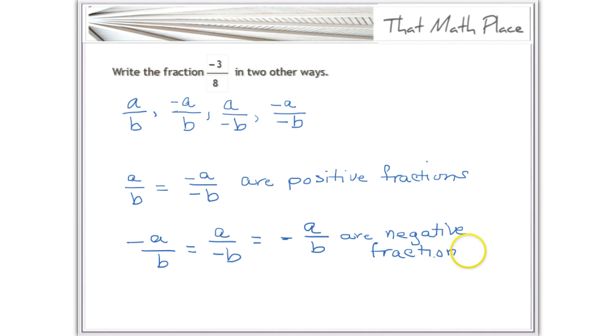So another way that we can write -3 over 8, or -3/8, is by pulling the negative sign out in front and rewriting the fraction as -3/8, or another way we can rewrite it is by taking the negative sign from the numerator and placing it in the denominator. So I hope that helps you to understand how you can write a negative fraction in other ways. And until the next time, I'll talk to all you later.